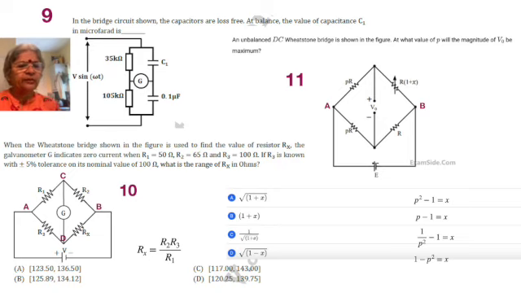This is GATE examination. Okay, when the Wheatstone bridge shown in the figure is used to find the values of resistor Rx, as we guessed, the galvanometer G indicates zero current when R1 equal to 50, R2 is equal to 65. So that's a good ratio, R2 by R1, 65 by 50, which is 13 by 10, and R3 is equal to 100 ohms. Okay, if R3 is known with 5% tolerance, which means that there are two values, an upper value as given by 105 and a lower value as given by 95. Okay, on its nominal value of 100 ohms, what is the range of Rx, which is exactly what we are able to find out.